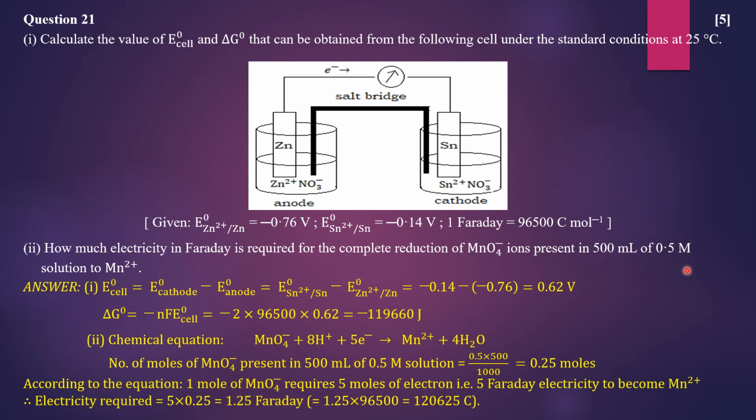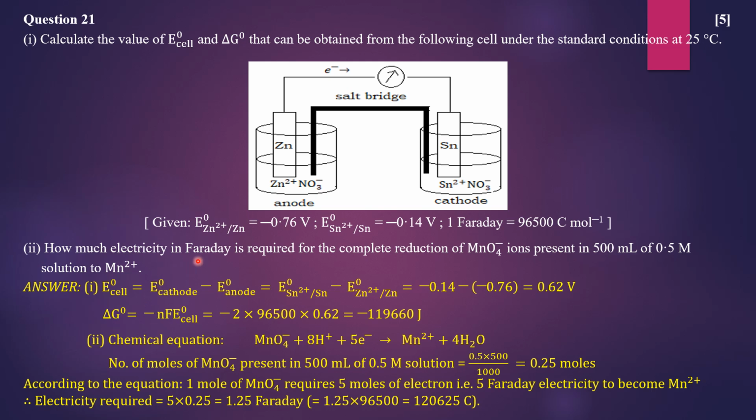Now the concentration is given, 0.5 molar, volume 500 ml. So first you calculate the number of moles, and it is coming 0.25 mole. Now unitary method: 1 mole requires 5 moles of electrons, so for 0.25 moles, how many moles will be required? 5 into 0.25. So you will require 1.25 Faraday of electricity.